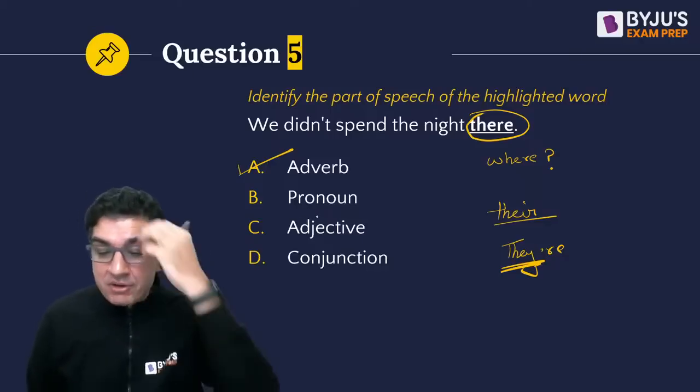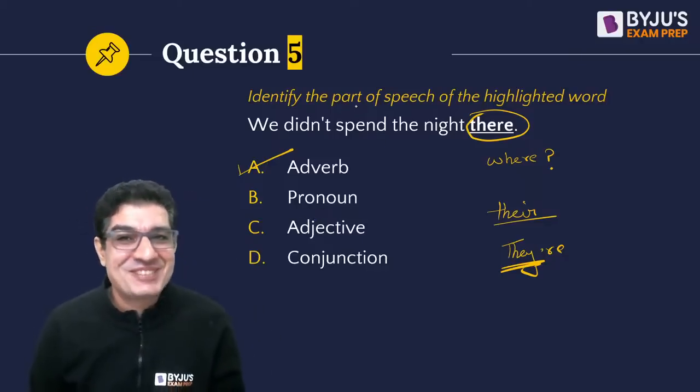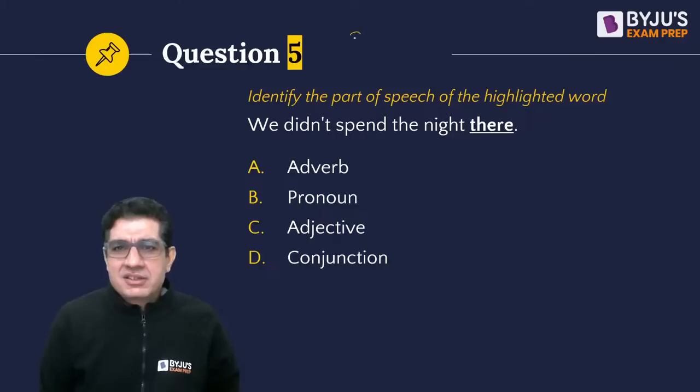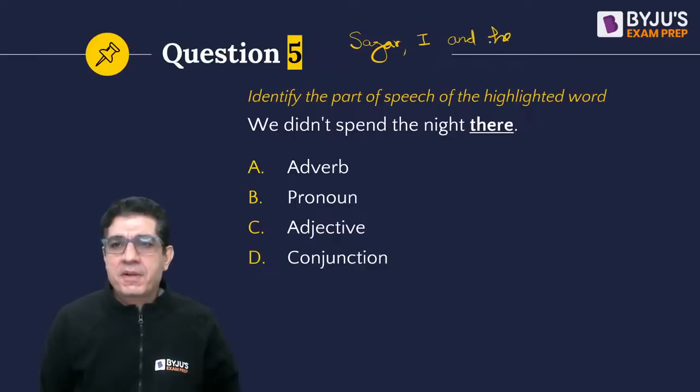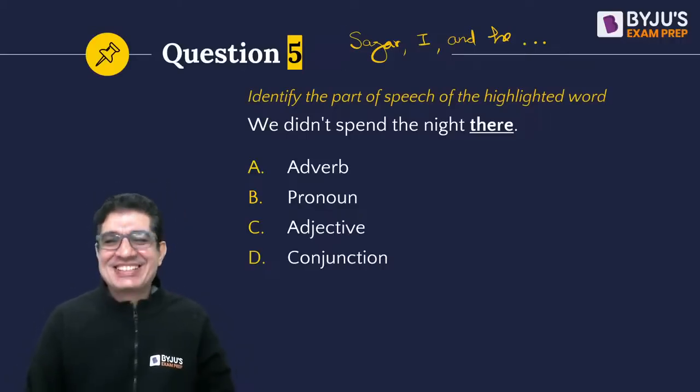Sagar says noun and pronoun can never come together. Never have absolute terms in grammar. How about this? Sagar, I, and he went to a movie together. Noun and pronoun together. Right?